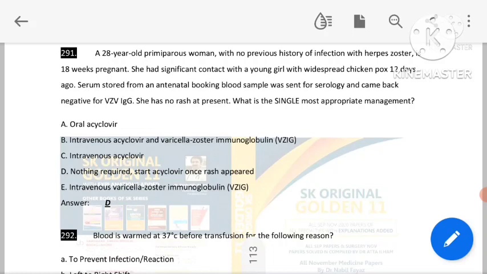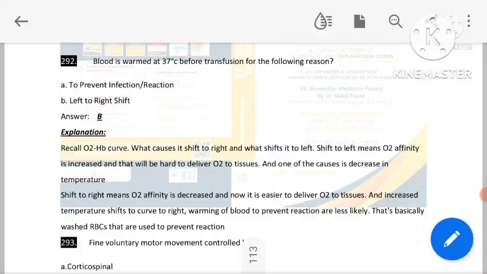Only start acyclovir, that is the antiviral drug, once the rash has appeared. So start acyclovir when the rash appears. Point number 292: blood is warmed to 37 degrees centigrade before transfusion for the following reason: left to right shift. Again, it is a controversial MCQ, but most people agree on it: left to right shift.